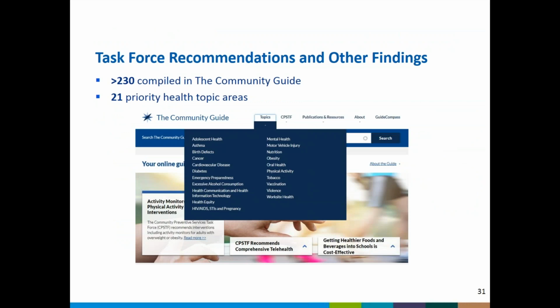So to assist all of these audiences, the task force makes recommendations in a wide number of areas. There are currently about 230 recommendations and findings that are compiled in the community guide, and these cover the 21 priority topic areas that are included here. So now let's go through and see what this would look like in terms of the kinds of interventions.